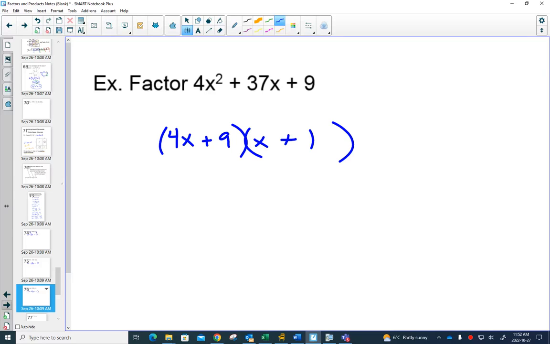Check it out. Does that one work? Confirmed by the math government. No, it doesn't. It would have to be 4x reverse, plus 1 and x. There we go. 4x plus 1 and x plus 9. Does that one work? Yes, that one works. Confirmed by the math government.